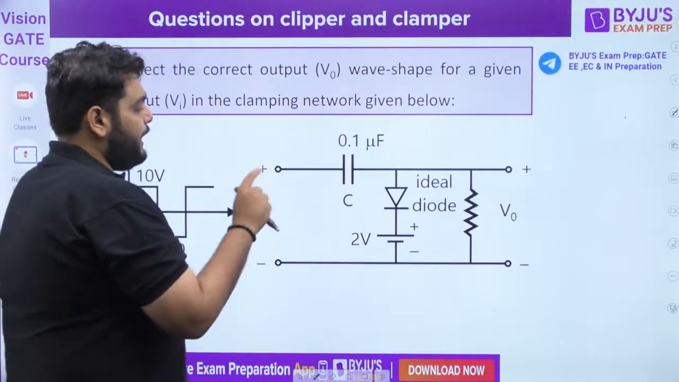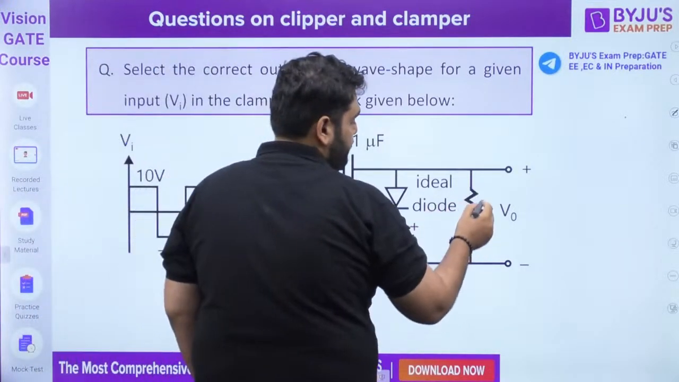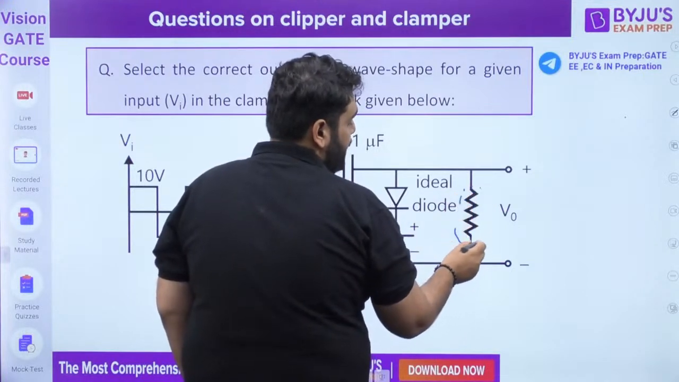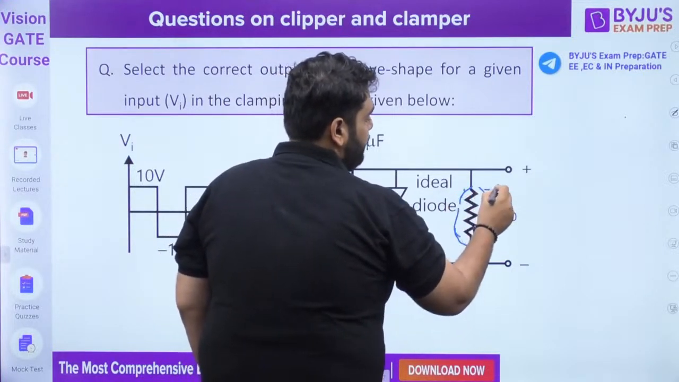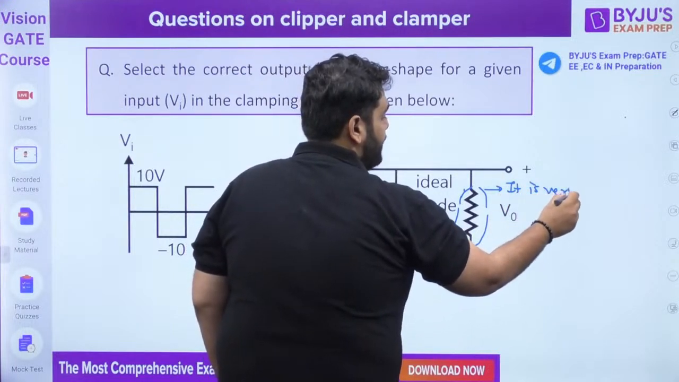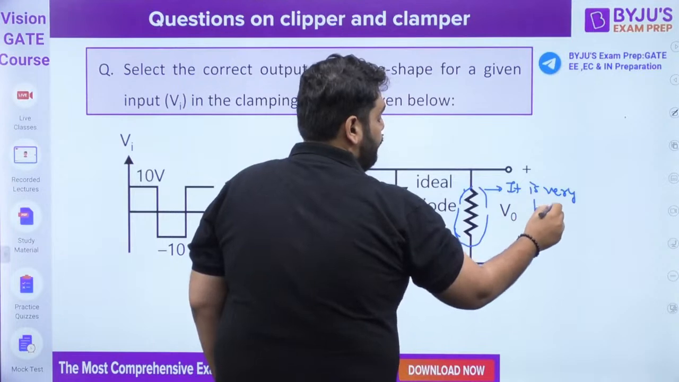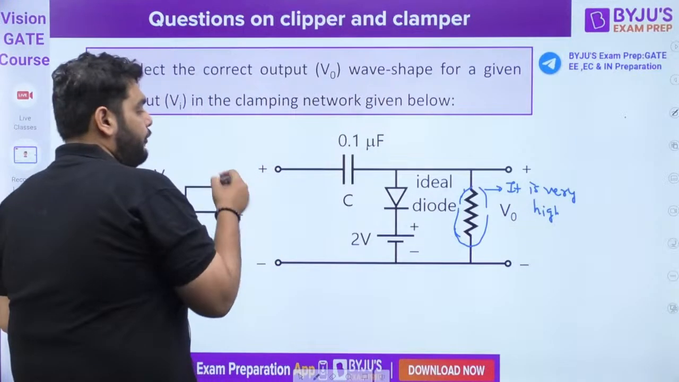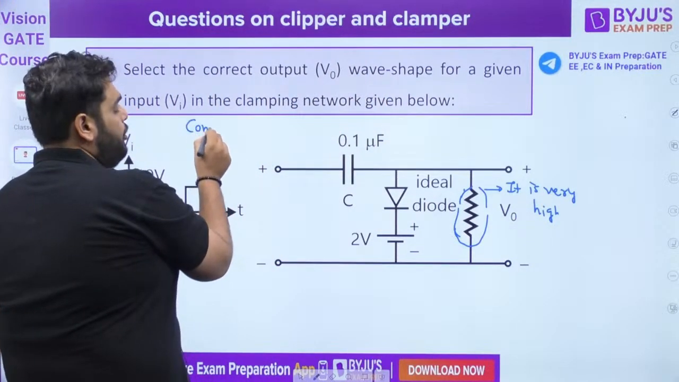So first of all, here you can see we have a resistor given. In a clamper circuit, if the value of the resistor is not given, you have to assume it is very high. Why do we have to assume that? Because for a clamper circuit, there is a condition.